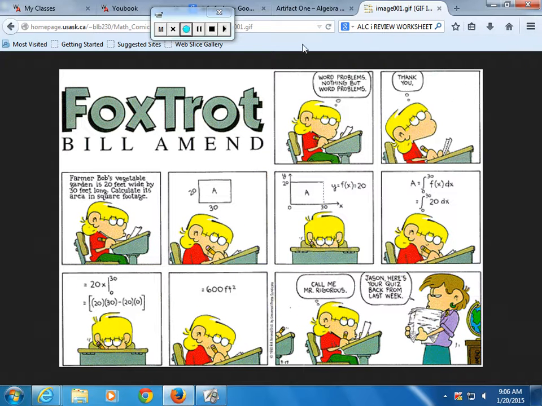Now, I used to pull this up in Calc I because it shows you the difference between algebra and calculus. So it says, word problems, nothing but word problems. Farmer Bob's vegetable garden is 20 feet wide by 30 feet long. Calculate its area in square footage. Now, the algebraic way is to multiply length times what? Width. Or base times height, whatever. Well, what is he doing? He's doing the antiderivative.